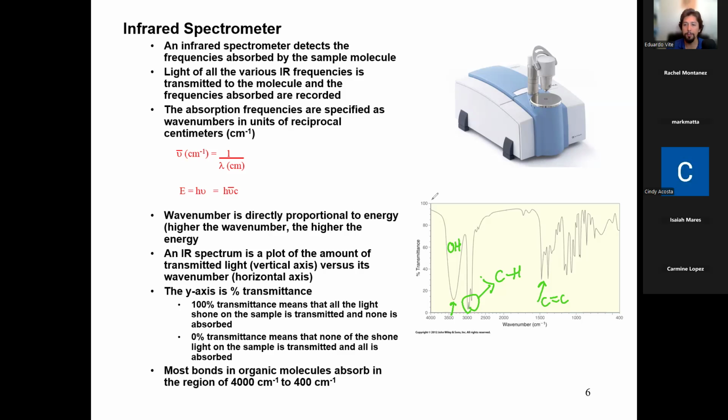Alrighty. So again, just to summarize, x-axis, bond strength. Y-axis, intensity of the change in polarity. That's what we are measuring.